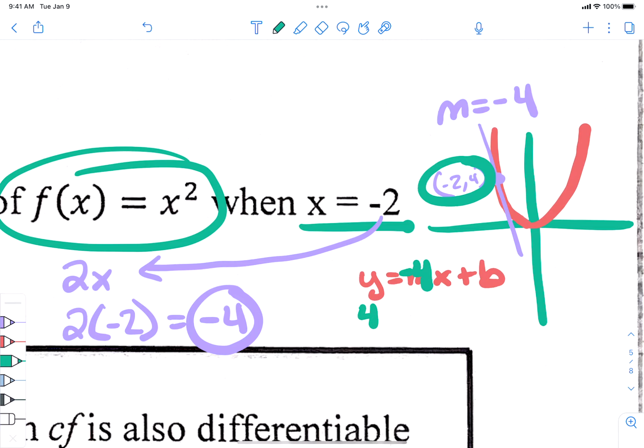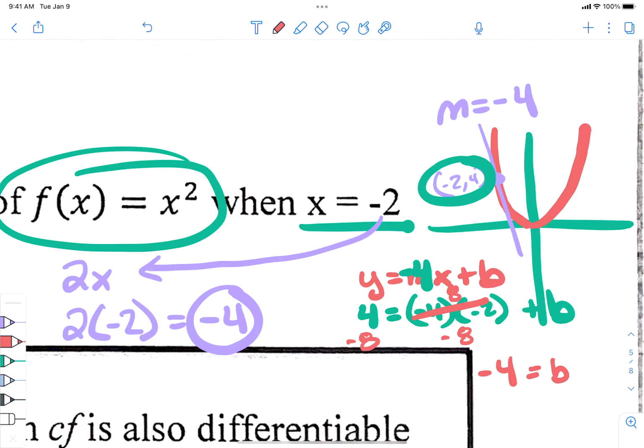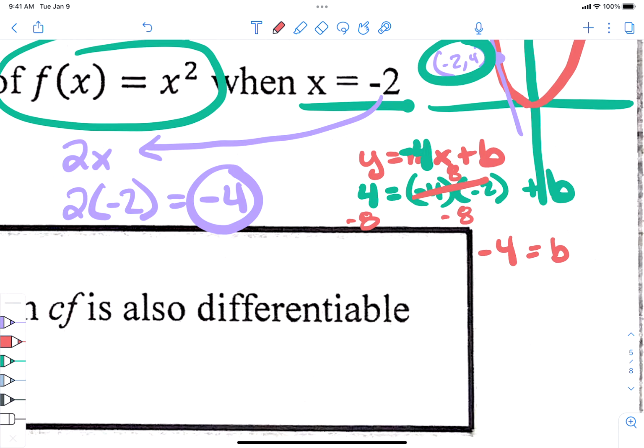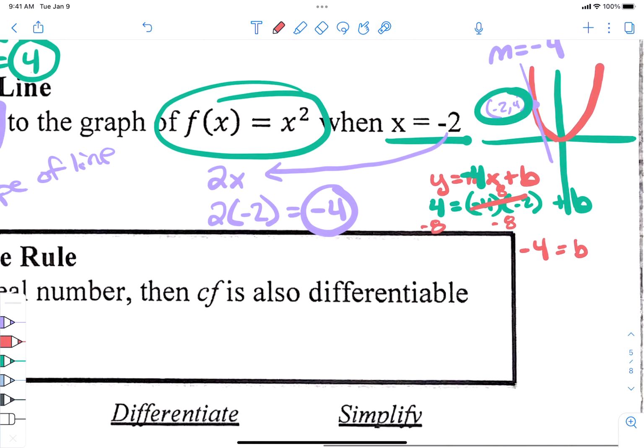So 4 is here, -2 is here, and we find b. -4 times -2 is +8, but then I subtract the 8 to the other side, so b will be -4. So if I'm looking at that entire line, we know that the slope is -4, great, but the equation of that entire line is y equals -4x minus 4.